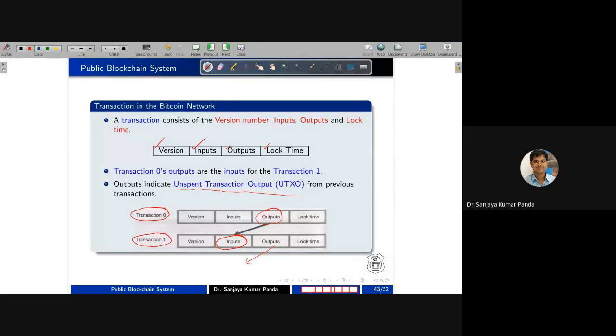If something is not carried out in transaction zero, you simply have to put it as a UTXO, that is, an unspent transaction output, so that we try to solve that in transaction one. If not, again in this output file, you will keep it for transaction two and so on. This process is simply repeated in order to forward from one transaction to another transaction, right?